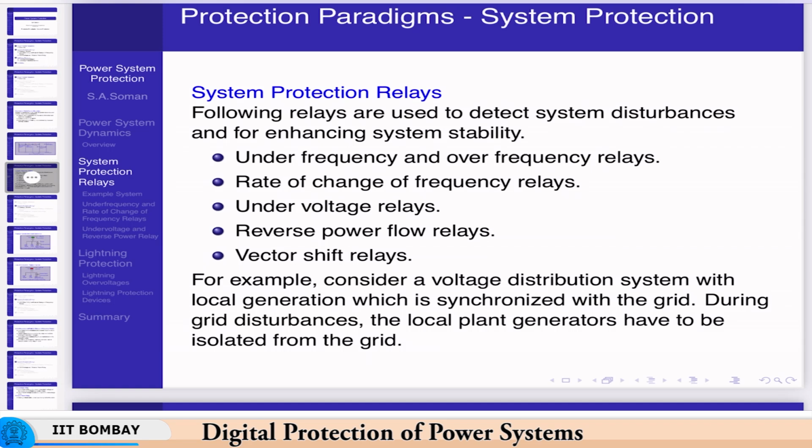Pm minus P, as we said, that balance is disturbed, and because the machines will start accelerating or decelerating, the frequency changes, and that can be detected by either under frequency or over frequency relays.